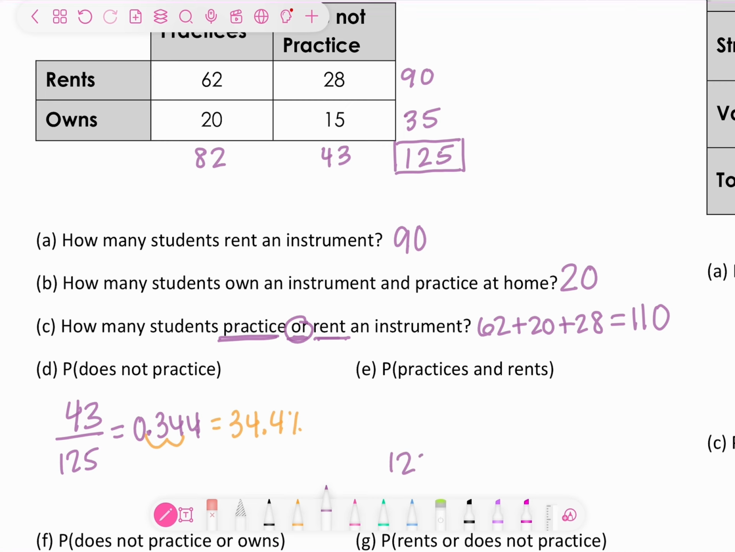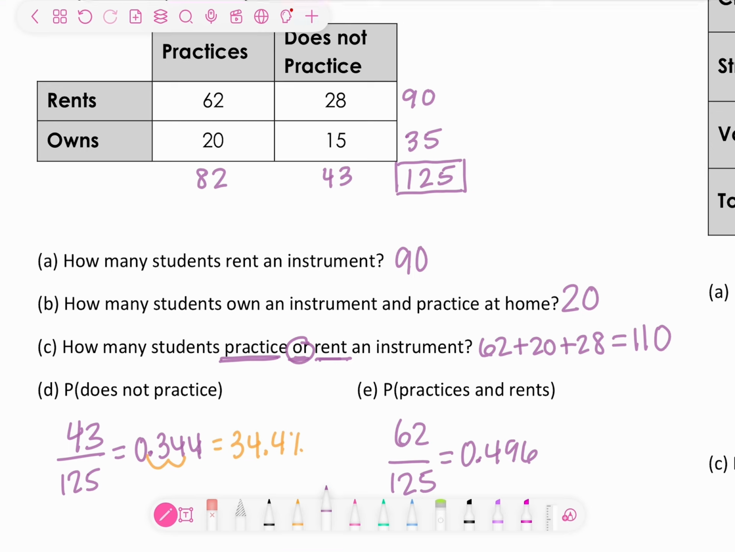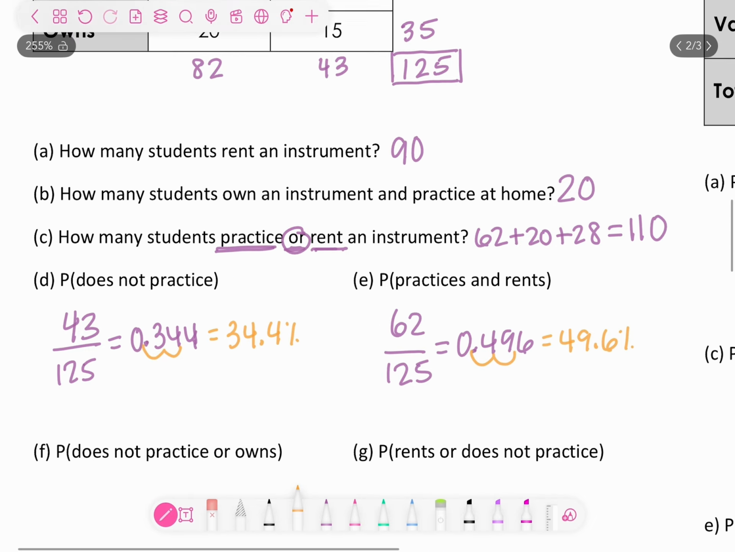So again, there's 125 total. Let's find how many practice and rent. Practice and rent. That's 62. That's where they intersect. Practice and rent. They intersect at 62. So that's 62. You can go ahead and try to simplify it, but this one does not simplify either. So we're just going to divide it. So 62 divided by 125. I'm just dividing it in the calculator, and I'm getting 0.496. And then I'm just multiplying by 100 or moving the decimal 2 places to the right to turn that into a percent. Perfect. All right, keep going.